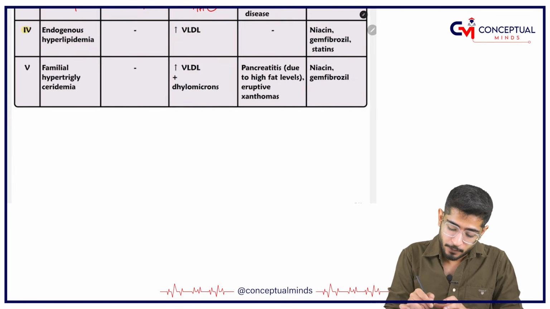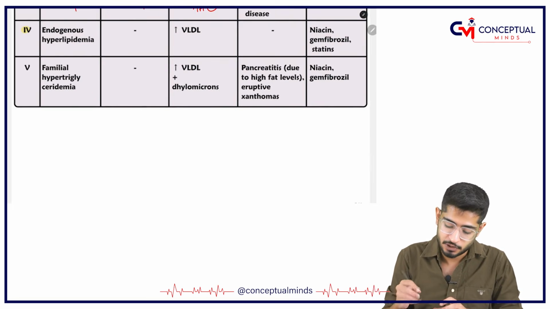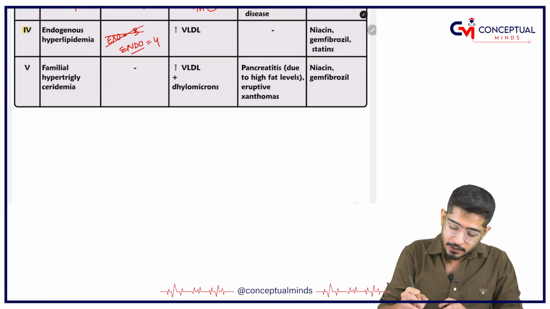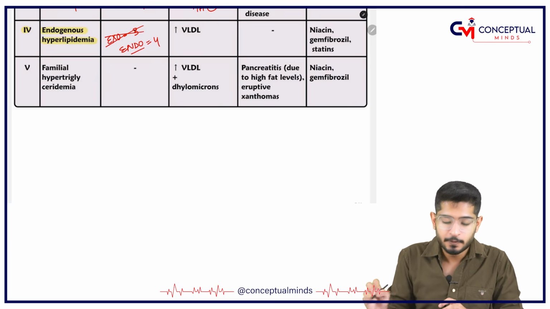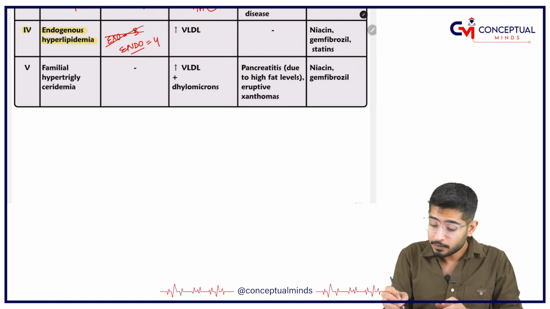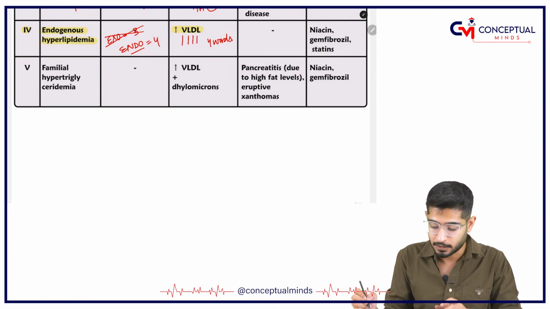Coming on to 4. So 4 is endogenous. 4 is endogenous. Now see, understand, exo has got 3 words. So this can't be the thing. Endo has got 4 words. So of course it is endogenous. 4. Okay, so I have told you endogenous. So what is going to happen? The VLDL is going to increase. So VLDL, 4 words are going to be there. So VLDL is going to increase.